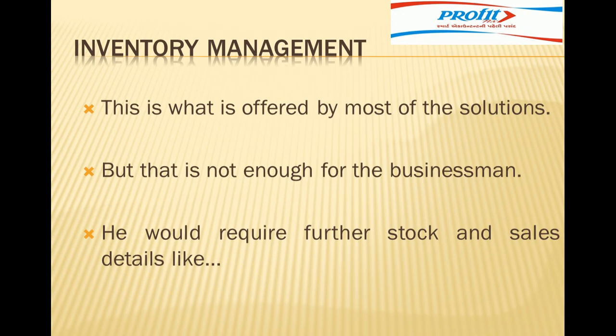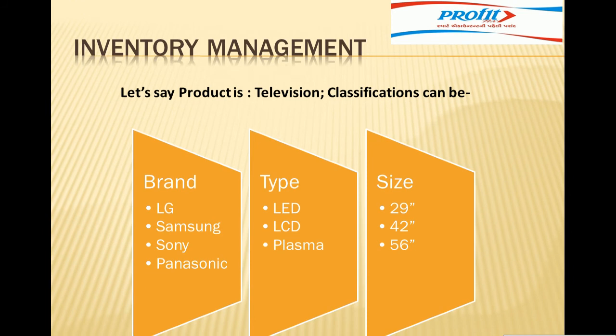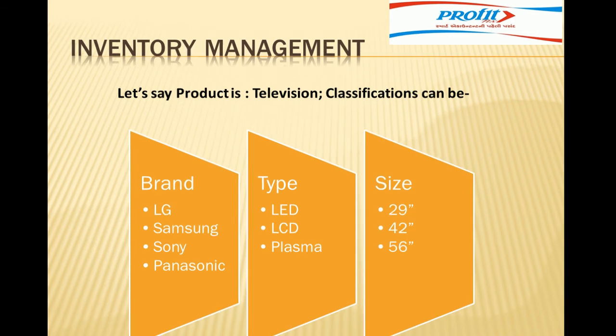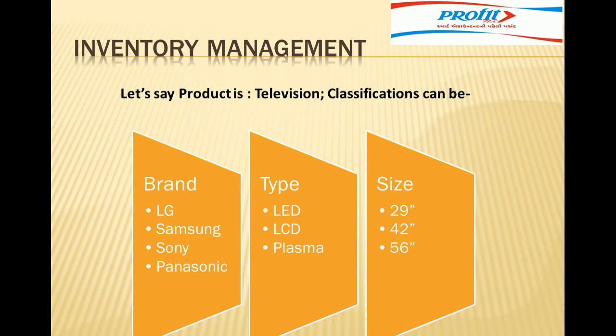Now this is what is offered by most of the solutions, but is that enough for any businessman? It is not. Actually, any businessman would require much more detailed stock and sales details. For example, if you are dealing in a product called television, you need to know your stock or sales based on brand, type and size. Not only that, you may like to know how many televisions of LG that you have sold which are LED and which are 42 inches in size, or the other way around, how many you have in stock which are 42 inches, of them how many are plasma, how many are LCD, LED and pertaining to which particular brand.